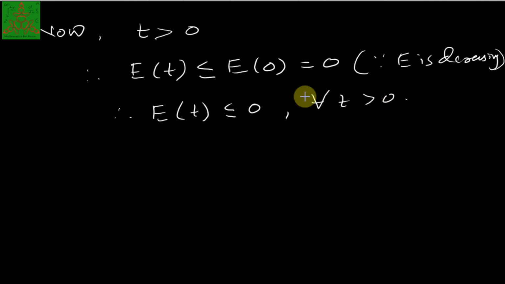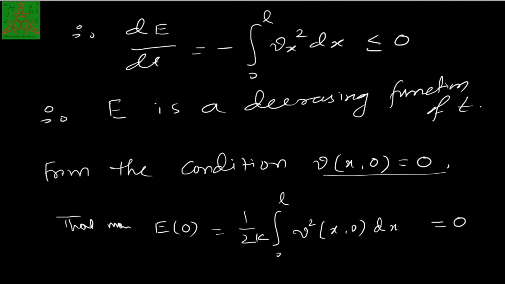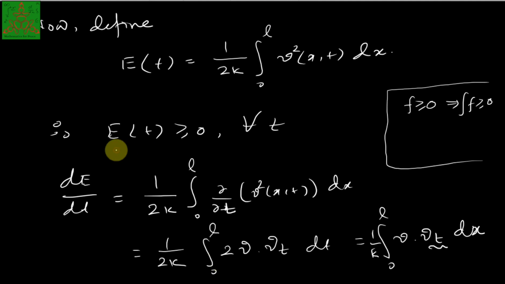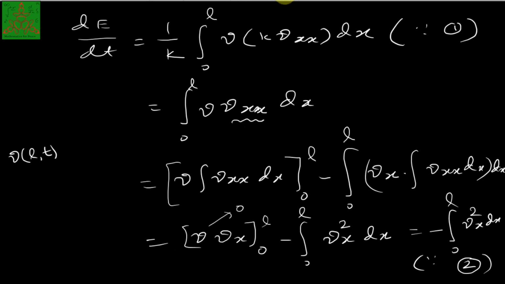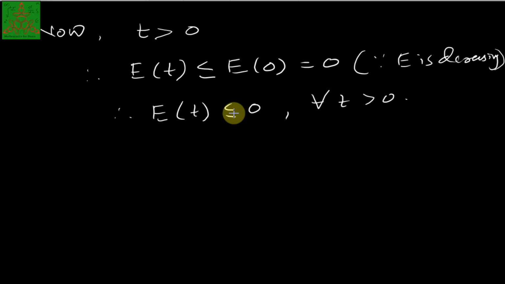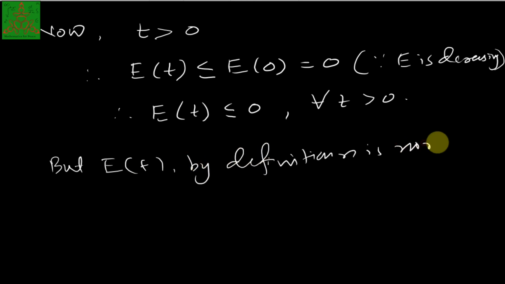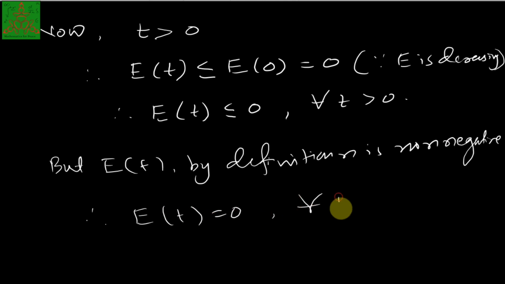But by definition, what is the E function? We already mentioned that our function E is positive. Here it says the function is greater than or equal to 0, and we have concluded that the function is less than or equal to 0. From this we can say that the function has to be 0. Therefore E of t is 0 for every t greater than 0.